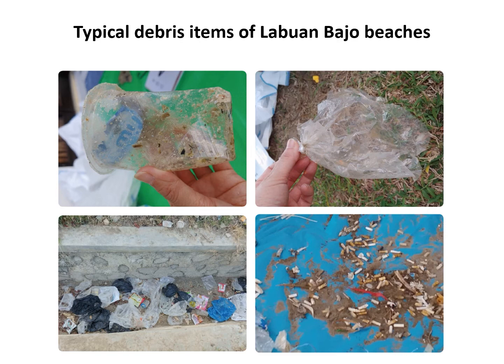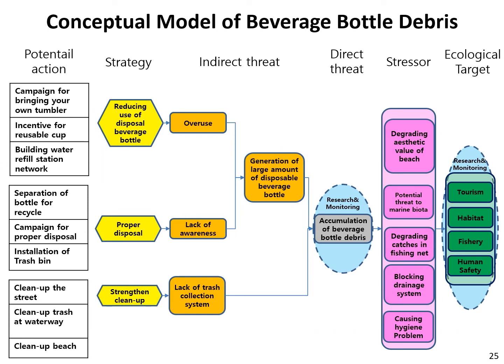These are the typical debris items of Labuan Bajo beaches. You can see the beverage bottle is actually a kind of cup, and the film fragment and plastic bags are also kind of a container for ice, water, and food. Of course, they can be used in many purposes. We picked the beverage bottle debris for example of practicing of this policy development tool.